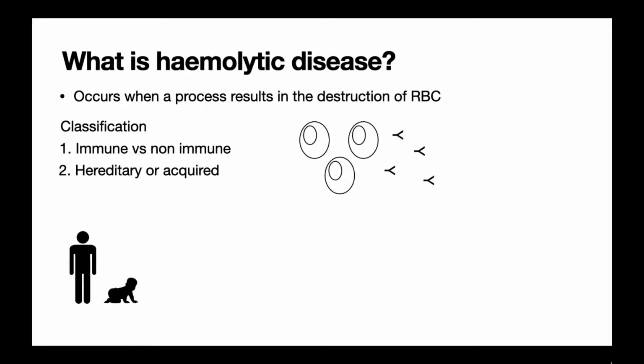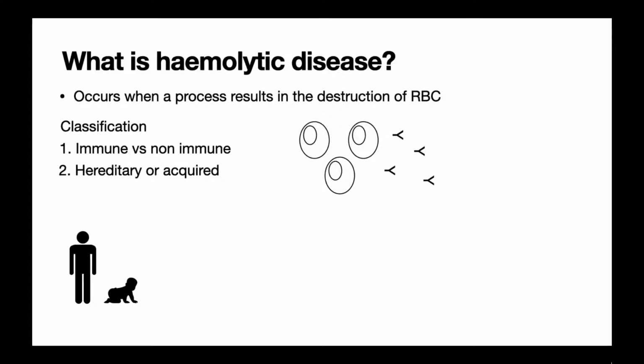Next, we have hereditary or acquired causes. In the case of hereditary, this means that the disease has been inherited from the parents, and an example here would be something like G6PD deficiency. This is an X-linked recessive condition in which a patient develops increased levels of oxidative stress due to the missing G6PD enzyme.